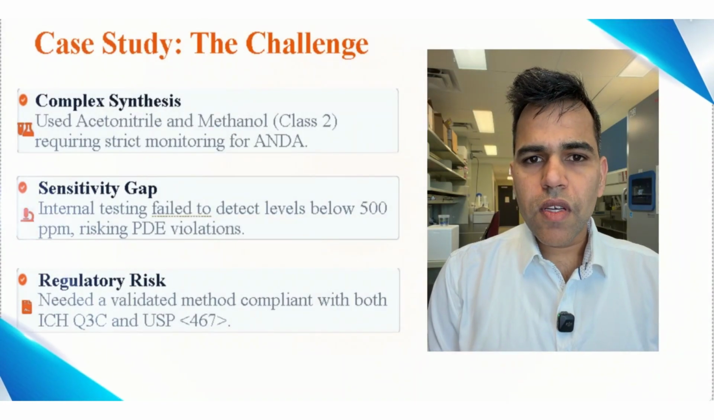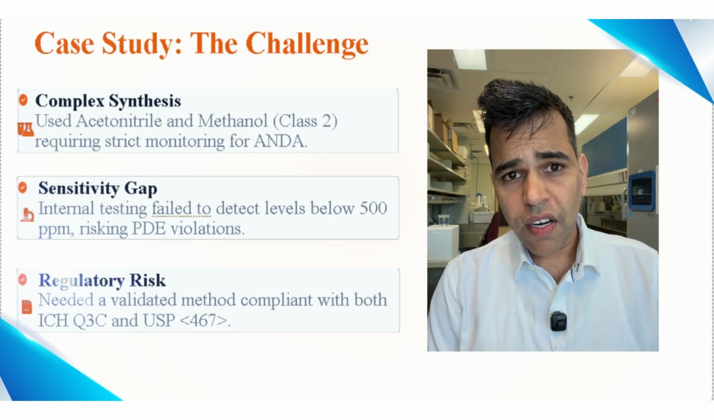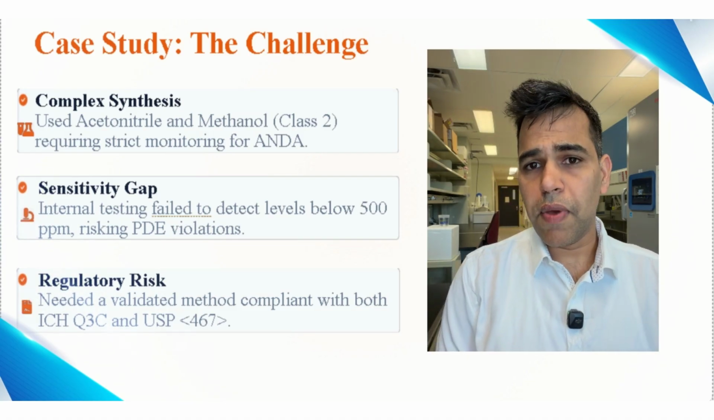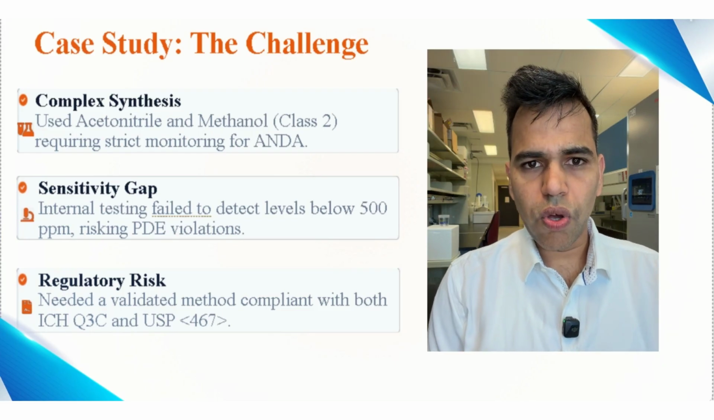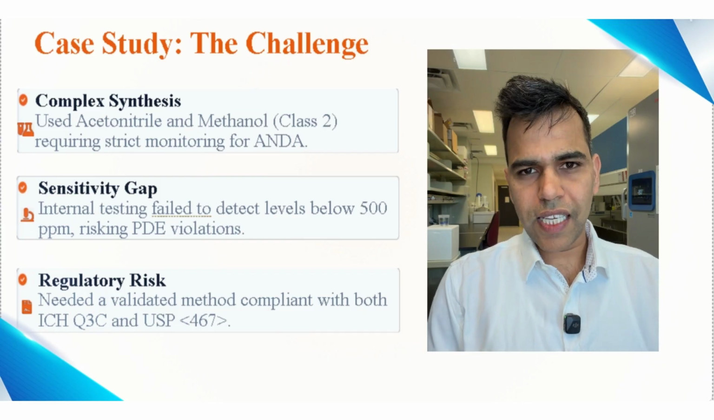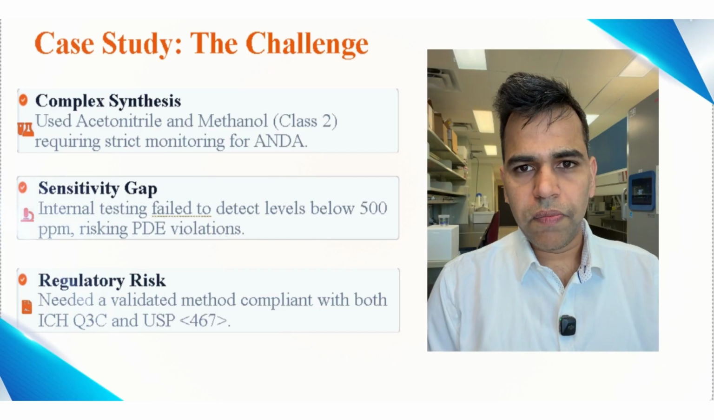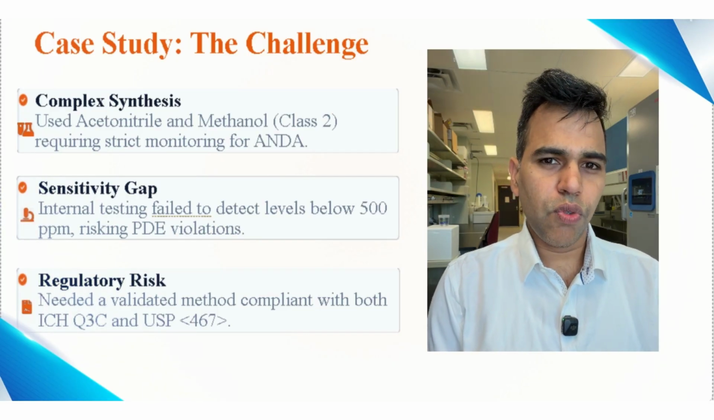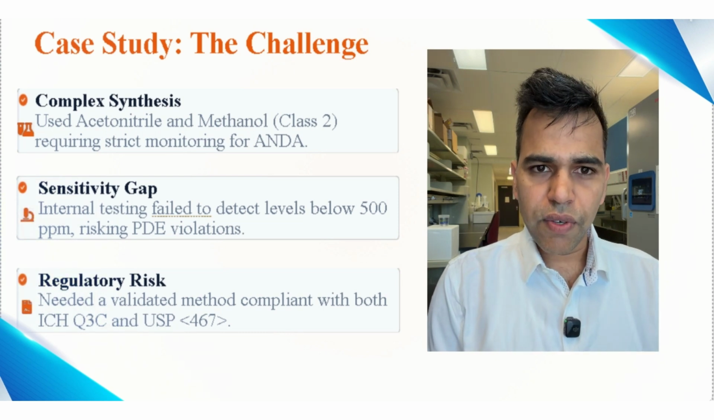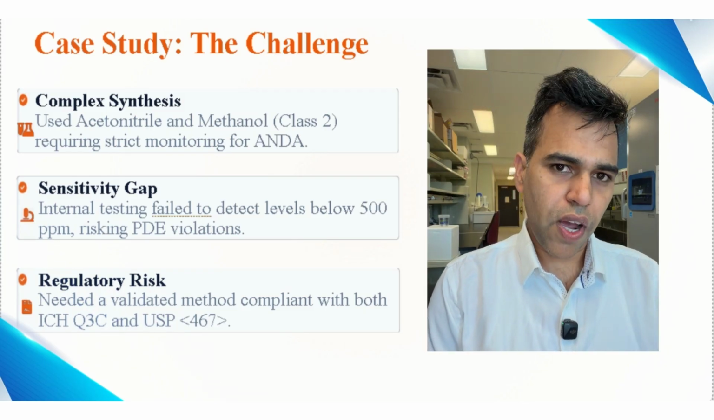Now, this is one of the case studies that I want to discuss here. In this project, the synthesis process used acetonitrile and methanol, both Class 2 solvents. The internal testing was completed and everything looked acceptable, but there was one major problem. The method was not sensitive enough to detect low levels of the solvents. This created a big regulatory risk because the product could still fail even if internal testing looked fine.